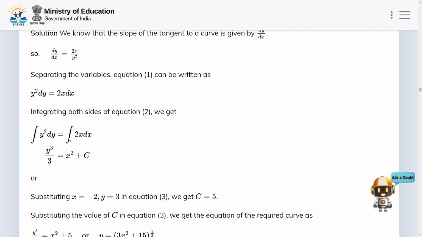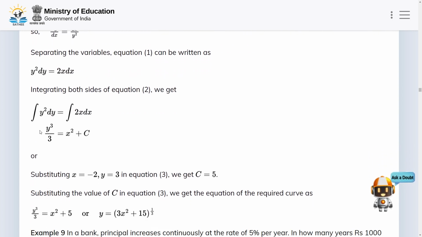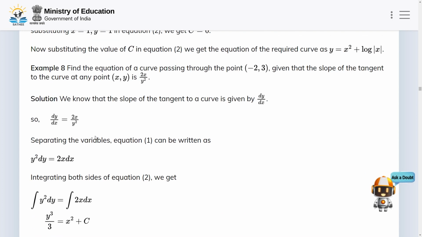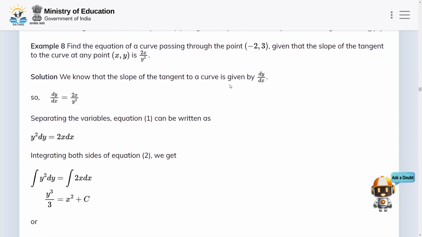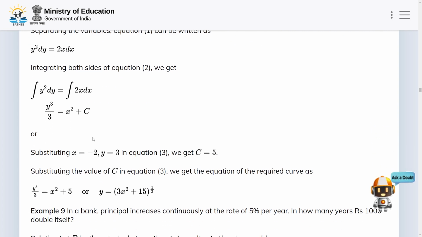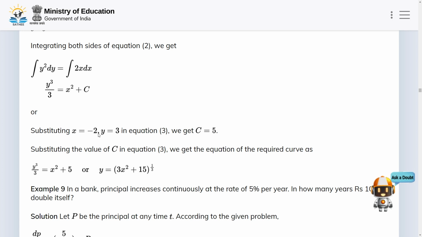Now integrate both sides. You will get the integration of y square dy is equal to the integration of 2x dx. This means y cube by 3 is equal to x square plus some constant. Now, what does it satisfy? It satisfies that whenever x is -2, y will be 3. So substitute x = -2, y = 3.